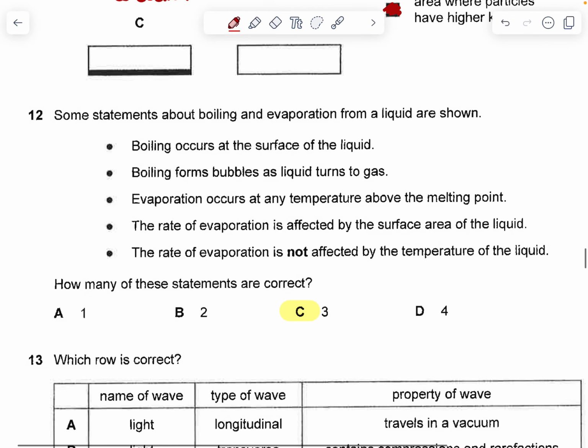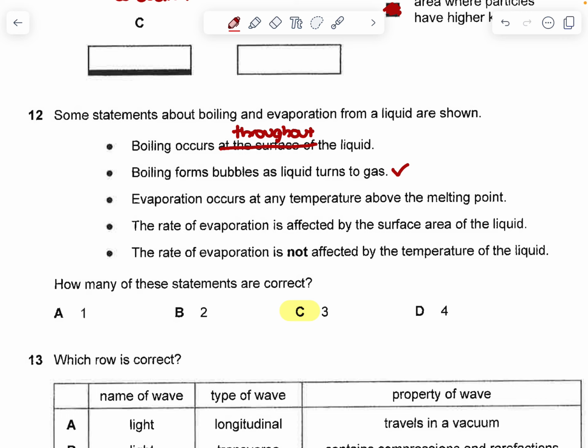Question 12. Some statements about boiling and evaporation from a liquid are shown. So there are 5 statements. How many of these statements are correct? Looking at the first one, boiling occurs at the surface of the liquid. Wrong. It occurs throughout the liquid. It's evaporation that occurs at the surface of the liquid. Boiling forms bubbles as the liquid turns into gas. Yes, during boiling, there are actually bubbles.